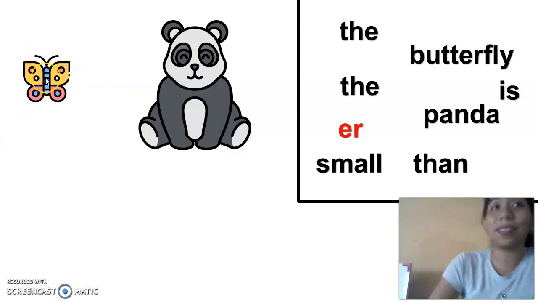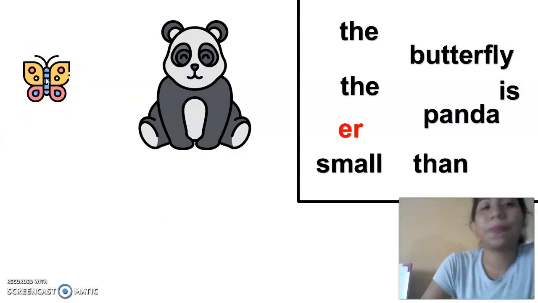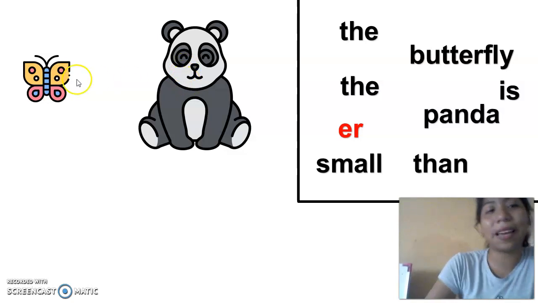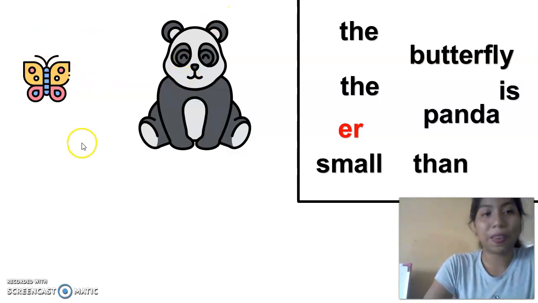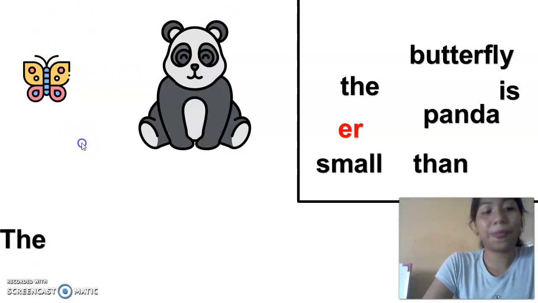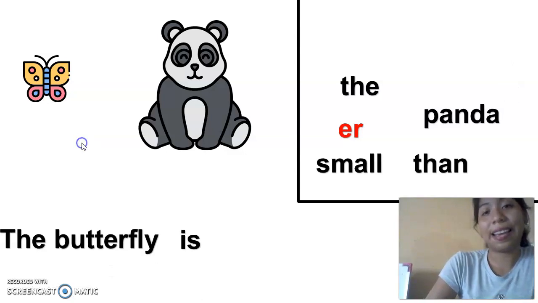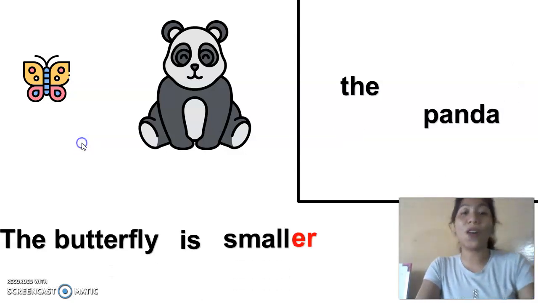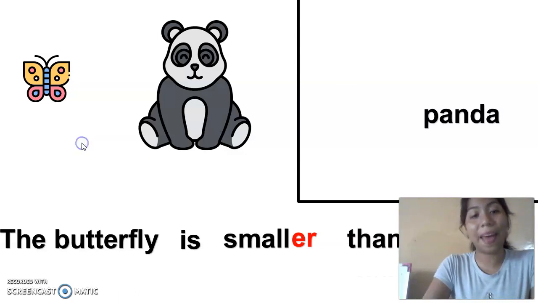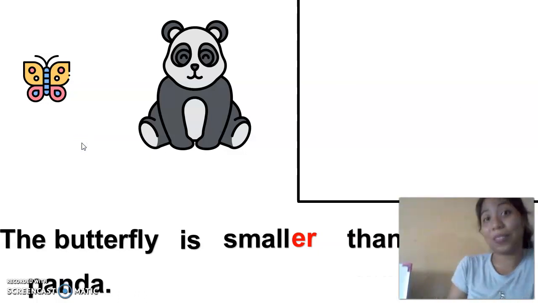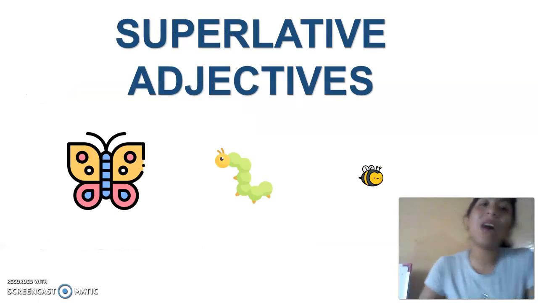This animal is small or big? It's small, and this one is big. How would you compare these two? The butterfly is smaller than the panda. You see? Now the superlatives.